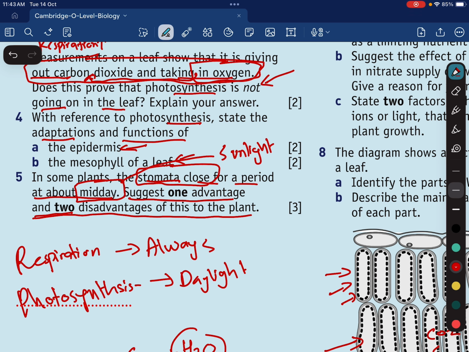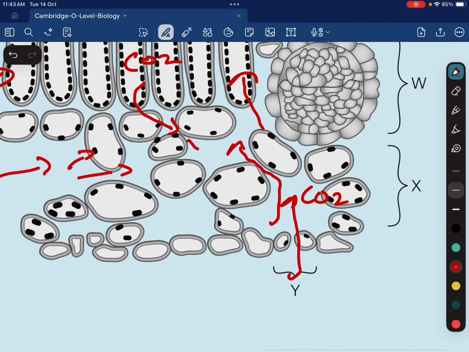So one advantage, basically they're talking about this stomata over here. They're talking about this opening over here, the gap between the two guard cells. They're saying if this opening closes, what is the advantage? Advantage number one is that the H2O water vapor does not evaporate. It does not get evaporated like the H2O over here. It does not leave the cell, which basically does not decrease the water concentration in the cells.